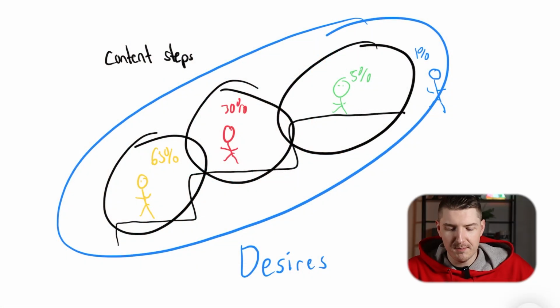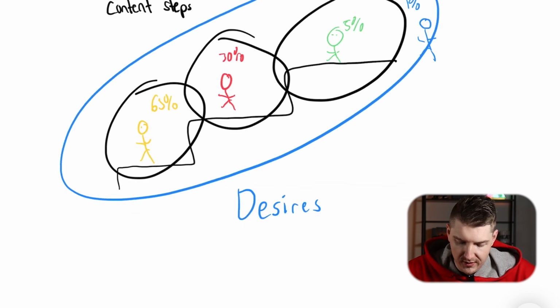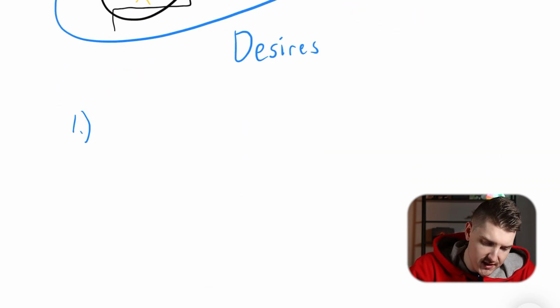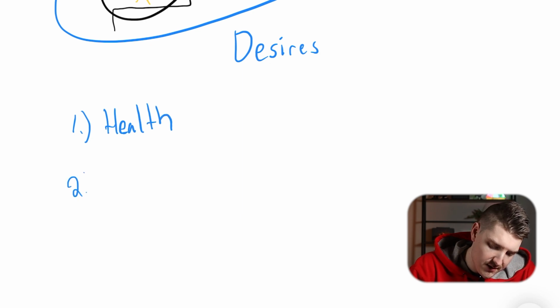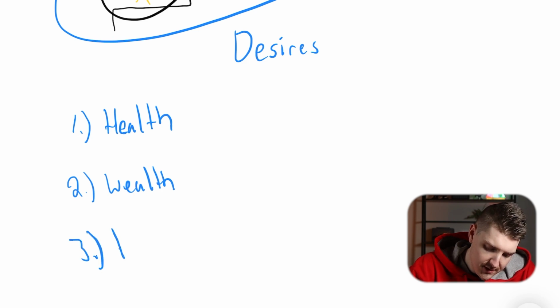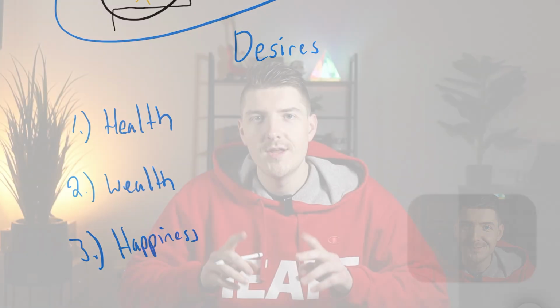So one thing I want you to do really quickly is think about the big, broad level desires that your audience has. And here's the thing, don't get super specific, because it's within one of these three things here. The first is either health, the second is wealth, and the third is happiness. Boom. Let me show you what I mean.